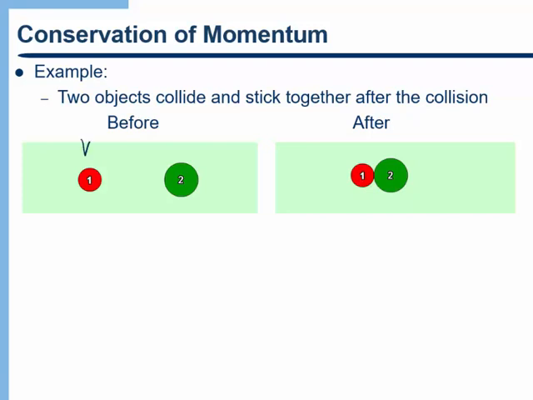So again, we've got object 1 with velocity v1 initial, and we've got v2 initial. Now again, those objects don't have to be moving towards each other for them to collide, because obviously if one is going faster than 2, even if they're both going to the right, they would still collide, and the same thing if they're going to the left and 2 is going faster than 1.